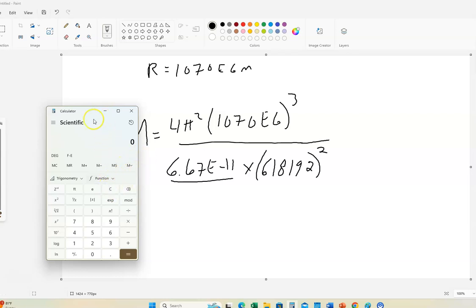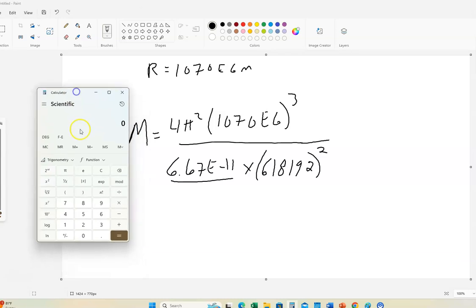All right, here we go. This is going to be 4 times pi squared times 1070 times 10 to the 6th. But I've got to cube that, so I use this x to the y button. You have to know how to do that on your calculator. Raised to the third. And then I'm going to divide that by 6.67 times 10 to the minus 11th.